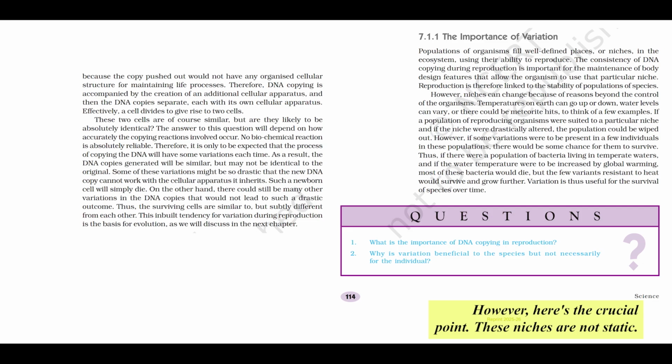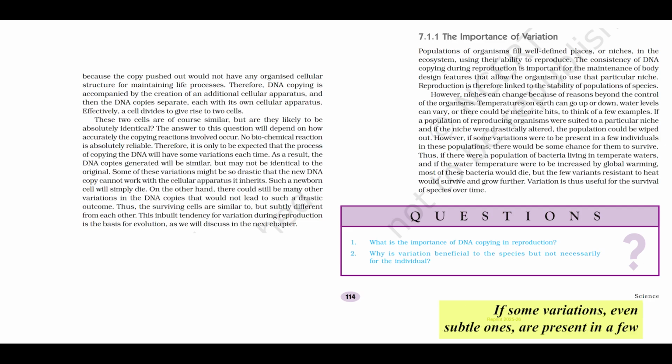These niches are not static. They can change, and often for reasons completely beyond the control of the organisms themselves. Think about it. Temperatures on Earth can fluctuate dramatically over time. Water levels can rise or fall due to climate shifts. Or, to consider an extreme example from geological history, there could be a sudden meteorite impact that drastically alters the global climate. If a population of reproducing organism is perfectly suited to a particular niche, and that niche is suddenly and drastically altered, well, the entire population could face extinction. I see. If everyone is identical and the environment changes, everyone suffers. Exactly. This is precisely where variation becomes a lifesaver for the species.